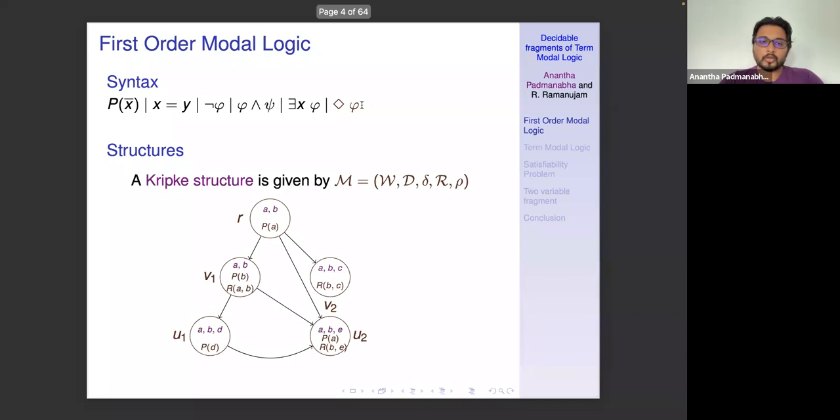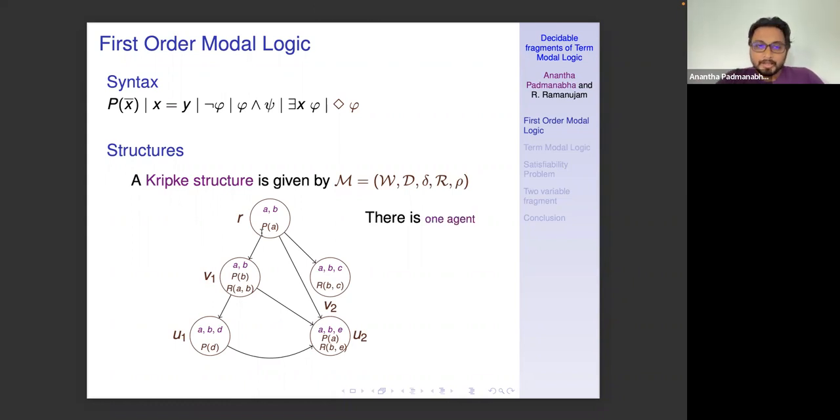And how would the models look like? It's a Kripke model where at every world, there is a first order structure sitting inside it, right? So for instance, at this world R, the local domain is AB, and there are some predicates which are interpreted over the local domain, right? So this is how the structure looks like.